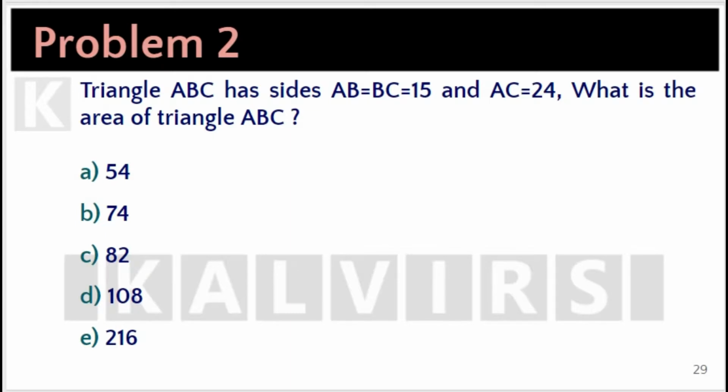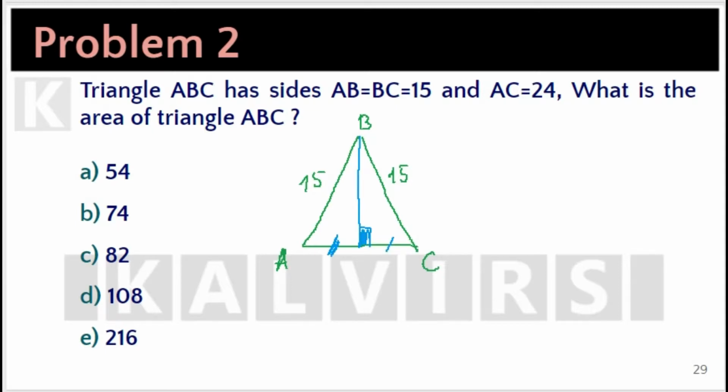Triangle ABC has sides AB equal to BC equal to 15 and AC equal to 24. What is the area of triangle ABC? So first of all, since sides AB and BC are equal, then ABC is an isosceles triangle, and its height is also median. We know that AC has a length of 24, then this is 12 and this is 12.